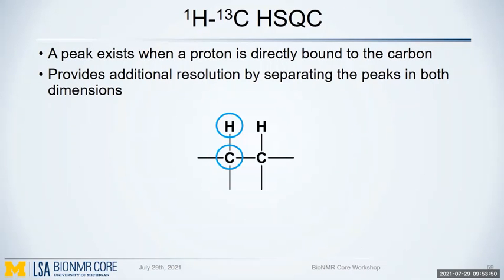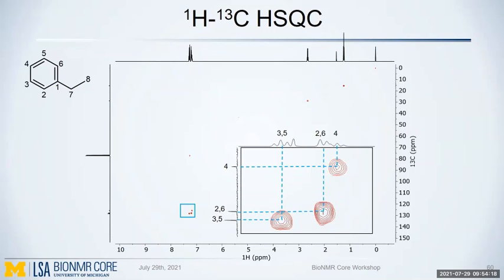And moving on to those heteronuclear experiments, the first one, also the most commonly used one, is HSQC. So it's proton carbon 13 correlated HSQC. In this kind of experiment, a peak exists when the proton is directly bound to the carbon. This provides additional resolution because now you separate the peaks in both the proton and the carbon 13 dimension. And this is an example of the proton carbon 13 HSQC. We will take the aromatic ring region as an example. Each cross peak indicates the proton is coupled to its directly attached carbon.